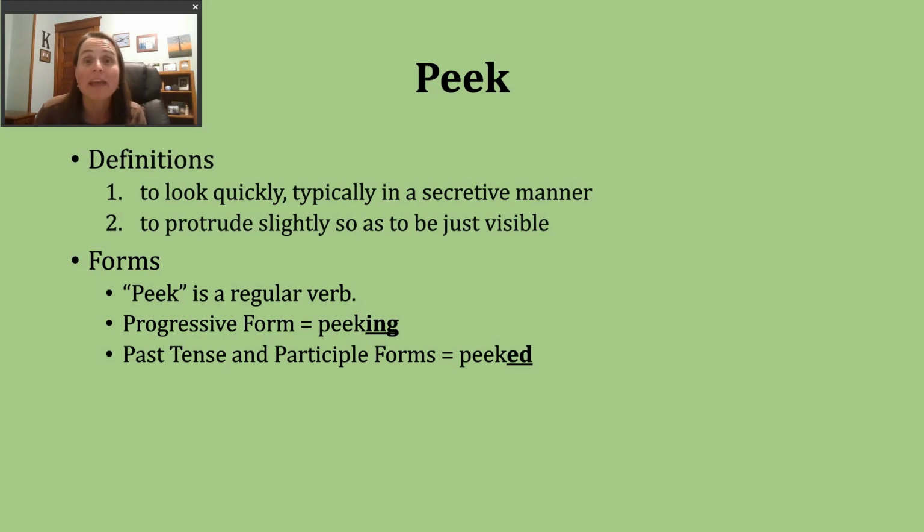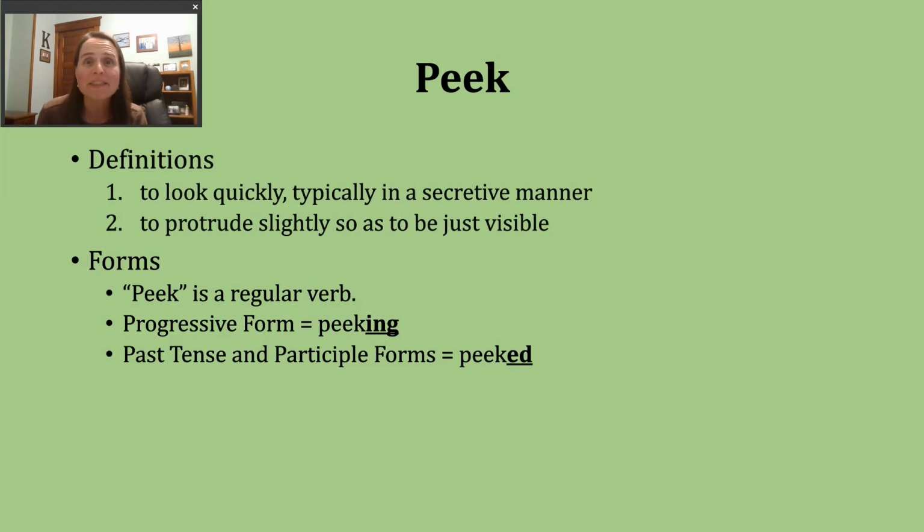A second way the verb peek gets used can mean to protrude slightly, so as making something just a little bit visible. Right? You might think of something sticking out, maybe something one can see through. We'll see a few more examples of that a little later in this video. For now, you should know that peek is a regular verb.